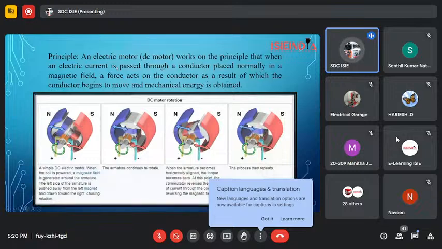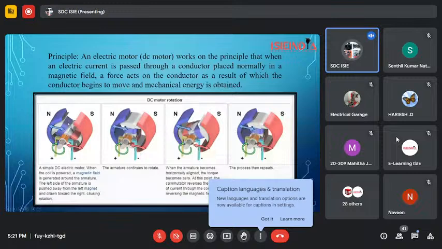So what is the principle of an electric motor? An electric motor or DC motor works on the principle that when an electric current is passed through a conductor placed in a magnetic field, a force acts on the conductor, as a result of which the conductor begins to move and mechanical energy is obtained. Right. So what's happening here?